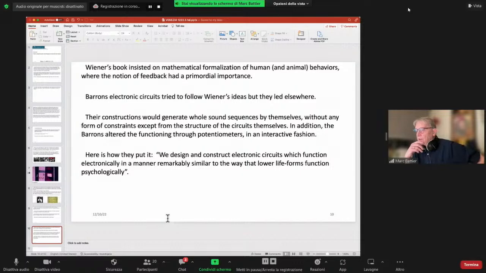We design and construct electronic circuits which function electronically in a manner remarkably similar to the way that lower life forms function psychologically.